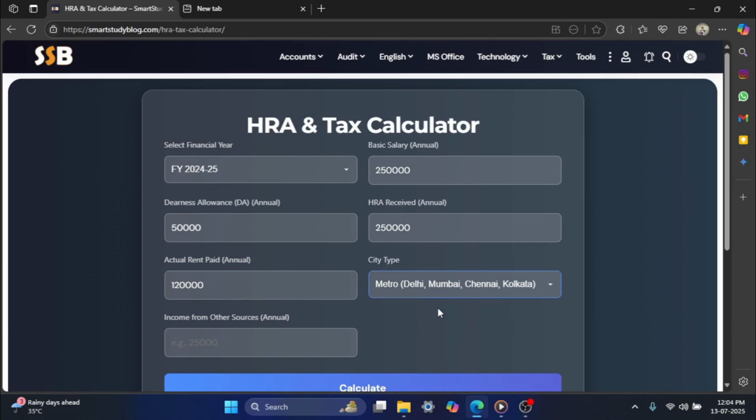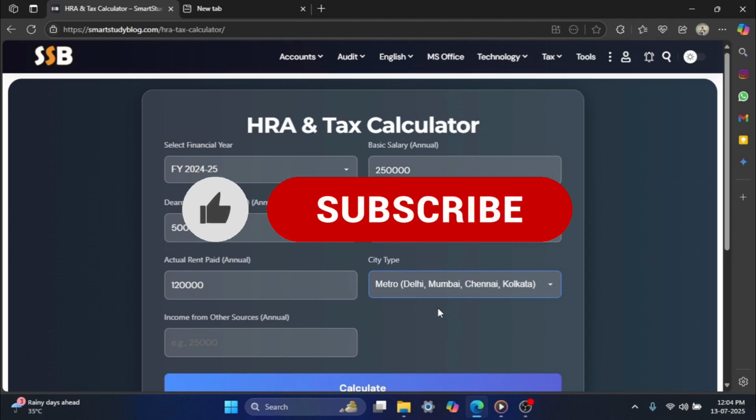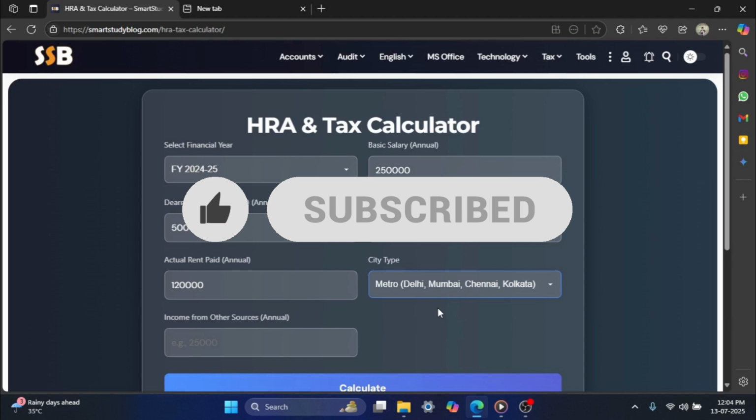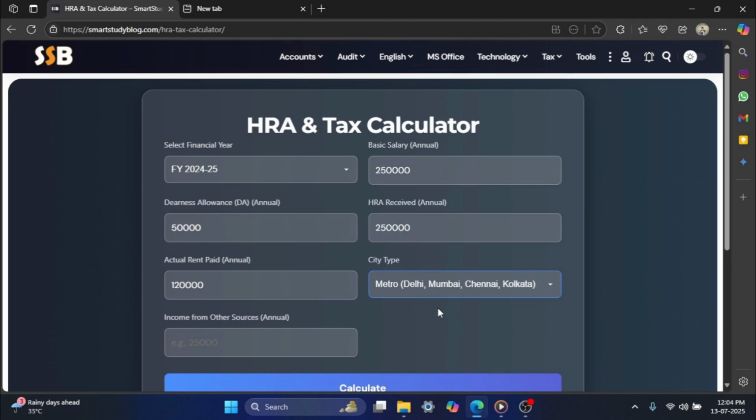You choose metro if you're in Delhi, Mumbai, Chennai, or Kolkata. The big four. Right. For those cities, the HRA exemption calculation uses a higher limit, 50% of your salary, meaning basic plus DA. And if you're not in one of those? Then you select non-metro. That covers all other cities, and the limit used in the calculation is lower, at 40% of basic plus DA. Okay, so that directly impacts the potential exemption amount.